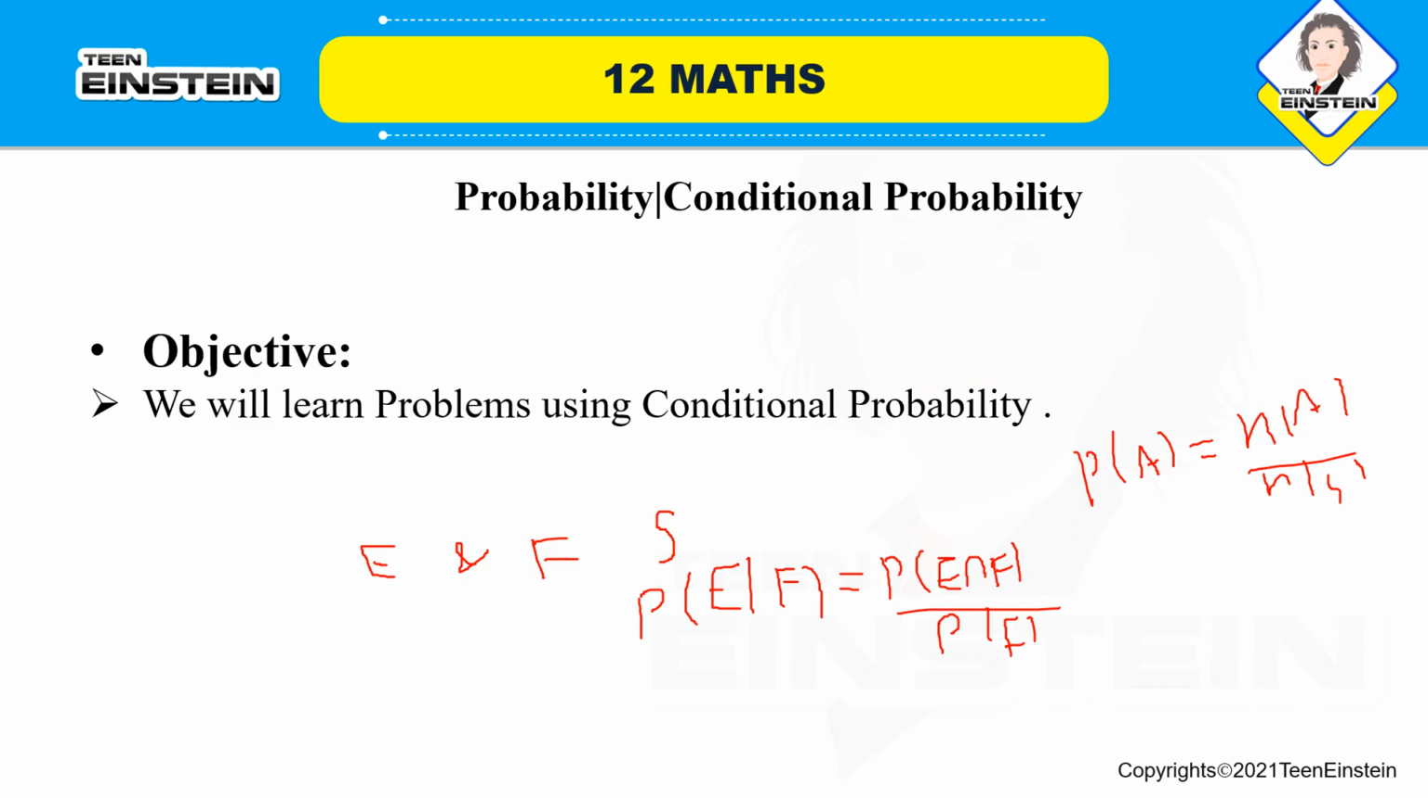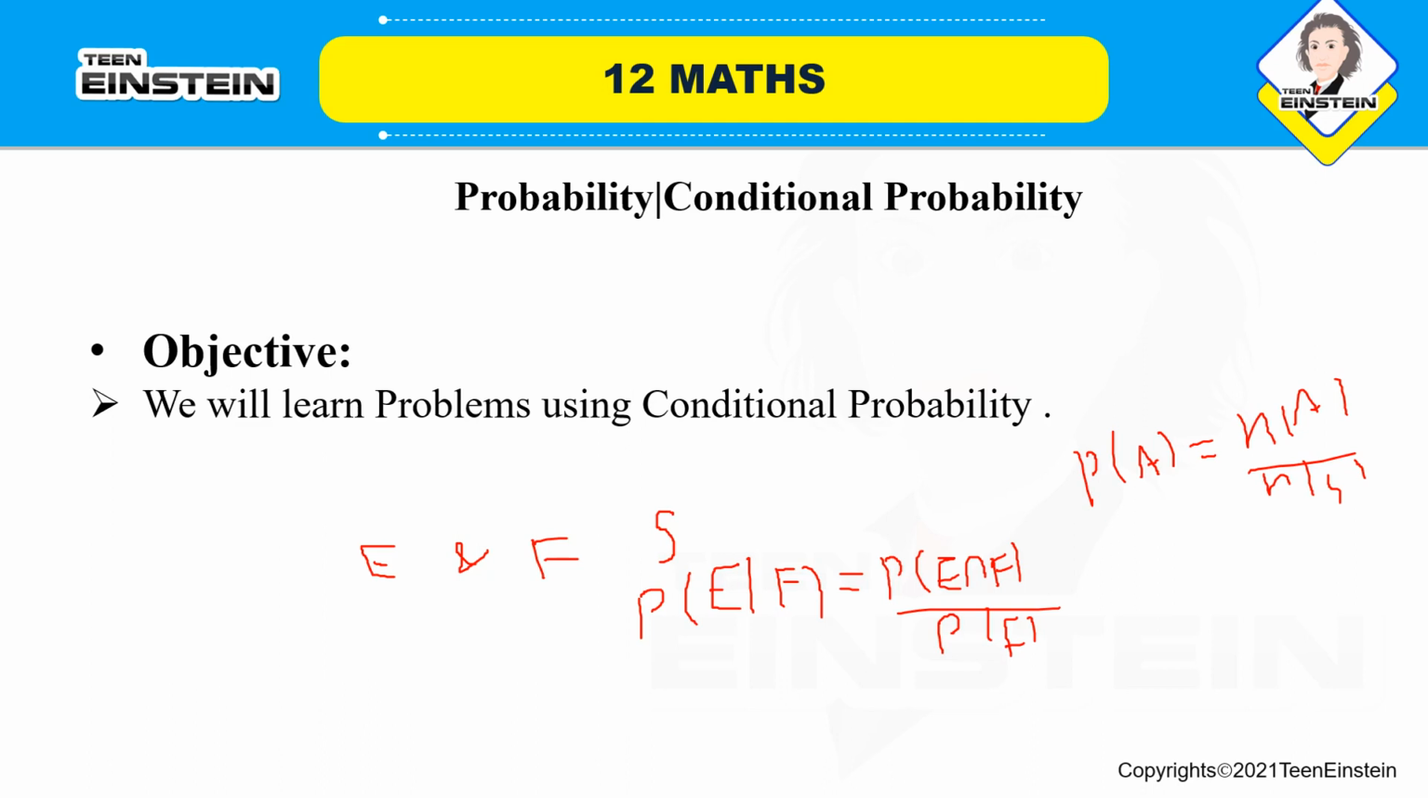So probability of E intersection F is defined as n of E intersection F divided by n of S. That is number of elements in the set E intersection F divided by n of S. That will give you the probability of E intersection F. Okay, then you will find probability of F, probability of E, everything. After finding all these things, you have to substitute the values in the formula. This is the formula for finding conditional probability. So you will substitute it here, then you will get the answer.